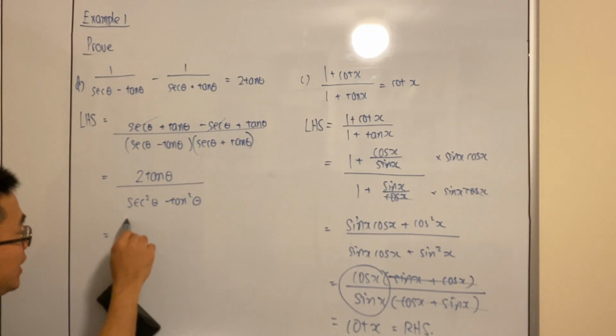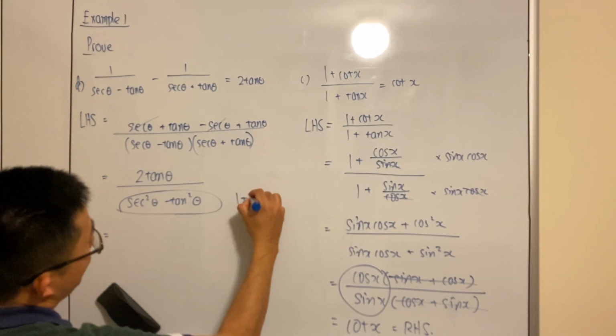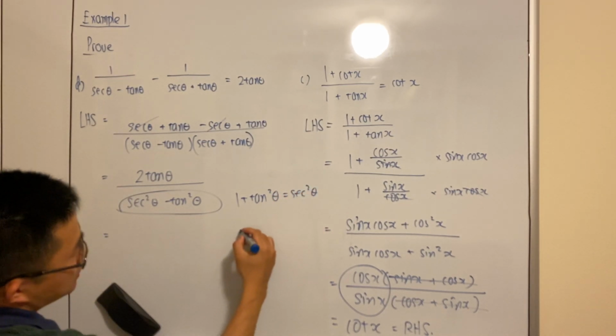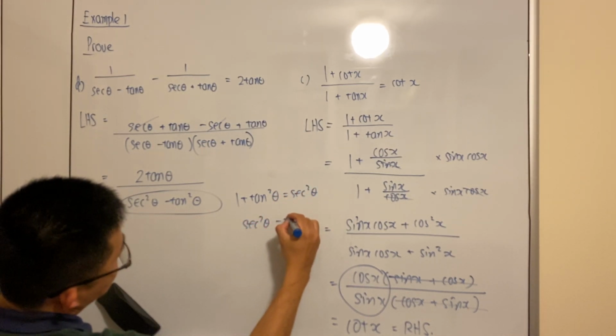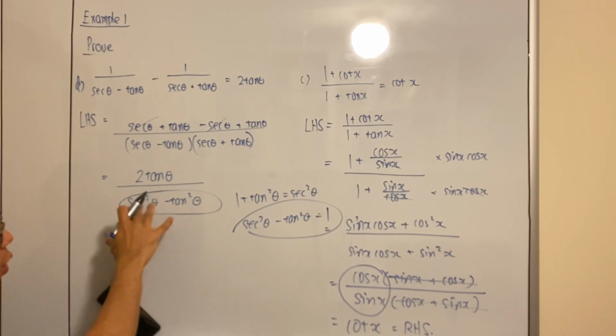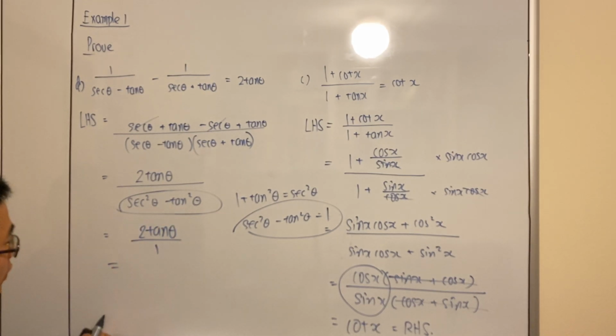Now, what's this? That's one of the Pythagorean identities, so I hope you remember this. That's 1 plus tangent squared theta is equal to sec squared theta. So therefore, sec squared theta minus tan squared theta is equal to 1. So that denominator is equal to 1. So that becomes 2 tan theta over 1, which is equal to 2 tangent theta, which is the right-hand side. All right, so we finished.